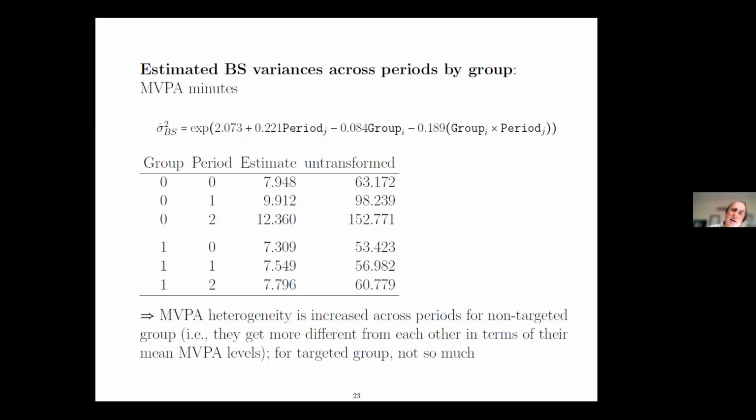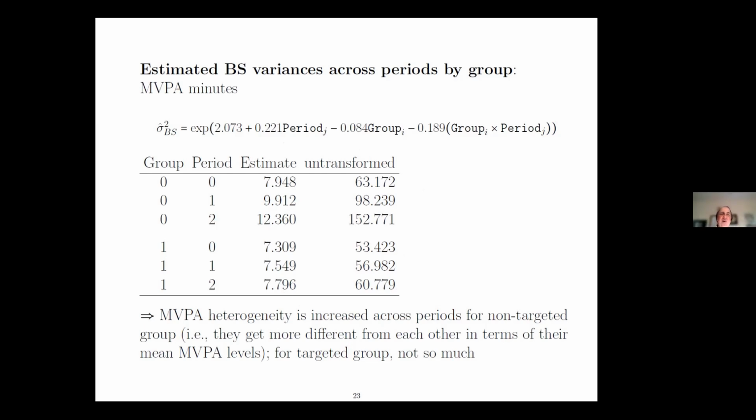Here I show similar kinds of calculations for the between subject variance for the 2 groups across the 3 periods. Again, I first use this to give me the estimate on the square root metric, then I can square it to give the minute metric. What you see is that for the group in which they were not targeted, they get more disparate from each other across these 3 periods to quite a great extent. On the other hand, for the group in which they were targeted this behavior, MVPA, they're pretty similar to each other. I shouldn't say consistent. They're pretty homogeneous to each other.